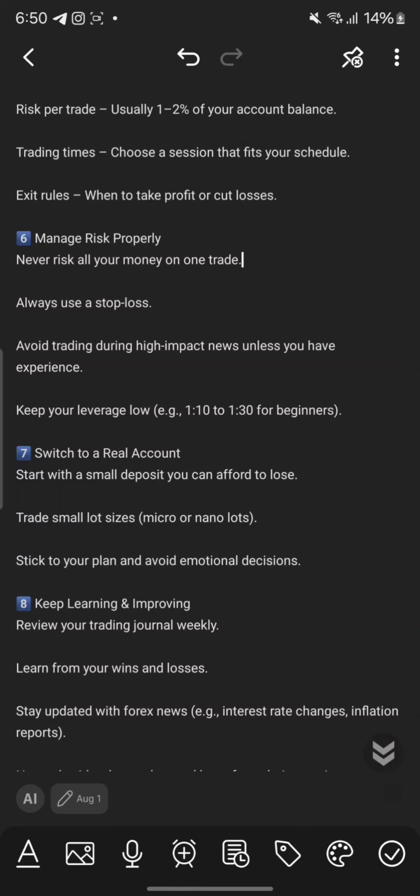Then you can switch to a real account. After you have mastered all these, the 7th step is to switch to a real account. You can start with a small deposit you can afford to lose. If I lose this particular money, I know I can still be myself. That's the kind of money you want to start with. So if you are comfortable losing $100, then that's what you should start with. If your neighbor is comfortable losing $1,000, you don't go and put your $1,000 if you can't stand the chance of losing it. So you want to fund the money you are willing to lose.